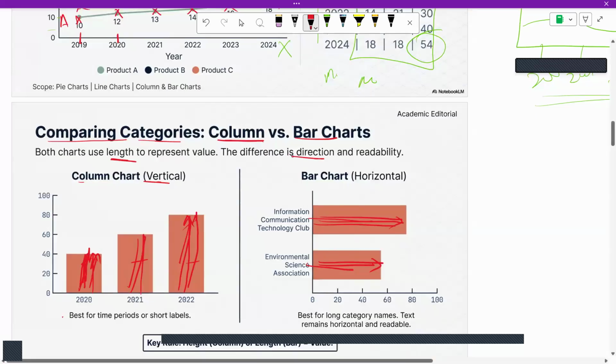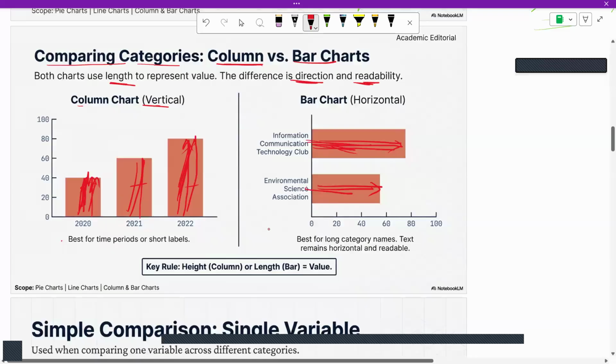The difference is direction and readability, right? The column chart has a vertical direction, and the bar chart has a horizontal direction. The column chart is best for time periods or short labels. Here in the column chart, we have very limited space to write the label name. But here we can write a very long label. It has a lot of space to write. Likewise, it also has a lot of space.